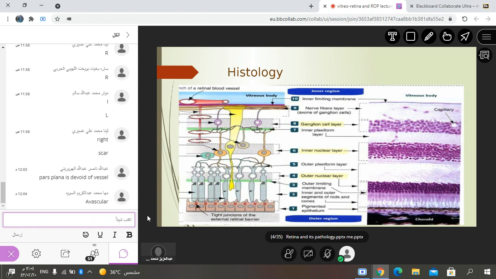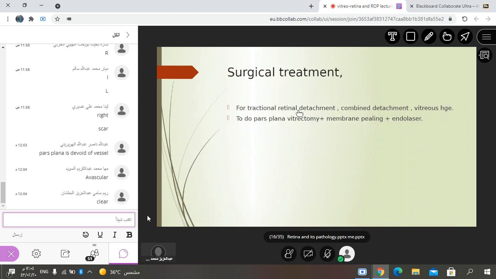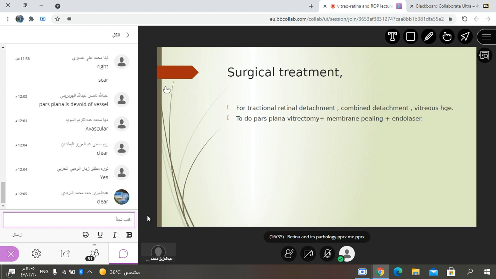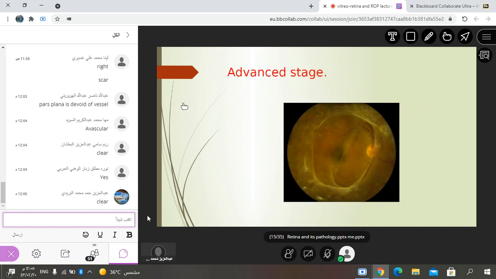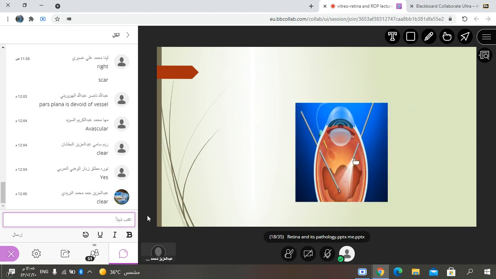Is it clear? That's why it is called pars plana vitrectomy, because we are removing the vitreous. Membrane peeling, because we are removing this membrane that was here. And endolaser, because we are doing some laser inside. So this is a picture illustration of the surgery.